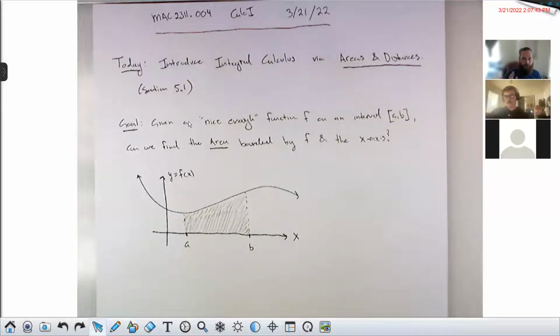Now we call this section areas and distances because in the physics interpretation, if this curve is your velocity function and the horizontal axis is measuring time, then there's a physical interpretation of this area as a displacement or distance traveled. But we'll get to that in just a minute.